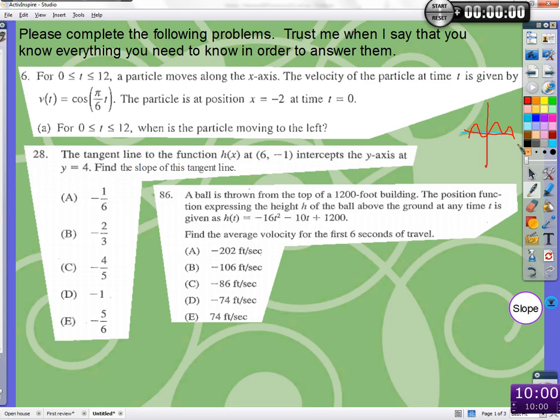Now I know this is confusing, because you've got this particle moving left and right, and then you've got this cosine function, and it's hard to make heads or tails of what's going on. Okay? But that's just the velocity function. We could graph this, it wouldn't be that hard, it'd just be a cosine function with the period changed, okay? And the period would be, let's see, take a little longer.